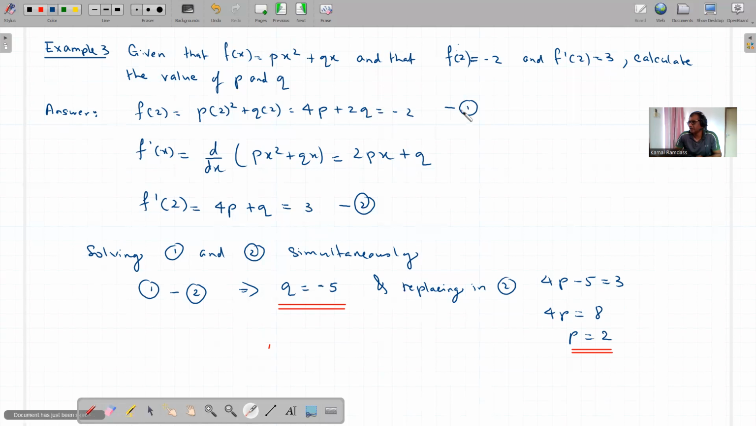Et là, on a deux équations. Et je suis capable de solve simultaneously. Equation 1 minus equation 2. 2q minus q is q. Minus 2 minus the 3 is minus 5. On a une réponse pour q. Et en replacing la valeur, ça veut dire 4p minus 5 is equal to 3. 4p is equal to 8, p is equal to 2.